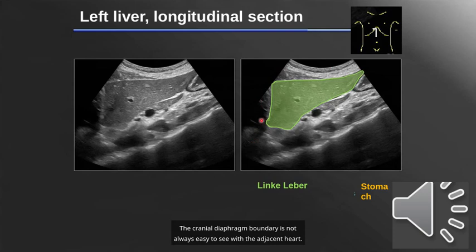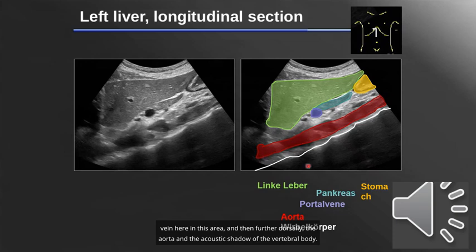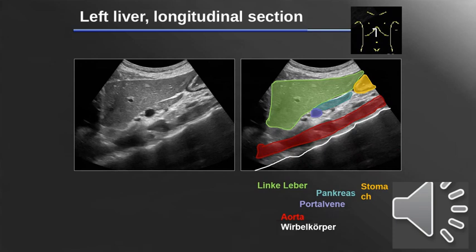The cranial diaphragm boundary is not always easy to see with the adjacent heart. Then, directly adjacent caudally, we can see parts of the stomach. Likewise, the pancreas, where we have already learned that the left liver in the inhalation position represents a wonderful acoustic window, is naturally accompanied by the portal vein or the adjacent splenic vein here in this area, and then further dorsally the aorta and the acoustic shadow of the vertebral body.